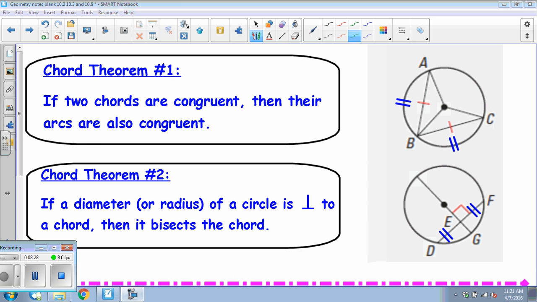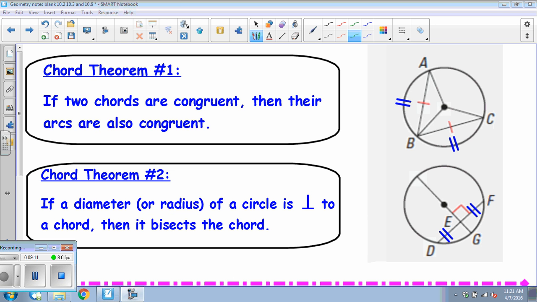Second chord theorem. If a diameter or a radius, because if it's a diameter, it's also the same segment as the radius, is perpendicular to a chord, then it bisects the chord. So if that segment is perpendicular, then you can assume it is a perpendicular bisector. When you see that little perpendicular sign, you can automatically assume that these two are the same. And vice versa. If they tell you that these two segments are equal, that means this forms a 90-degree angle. Okay?